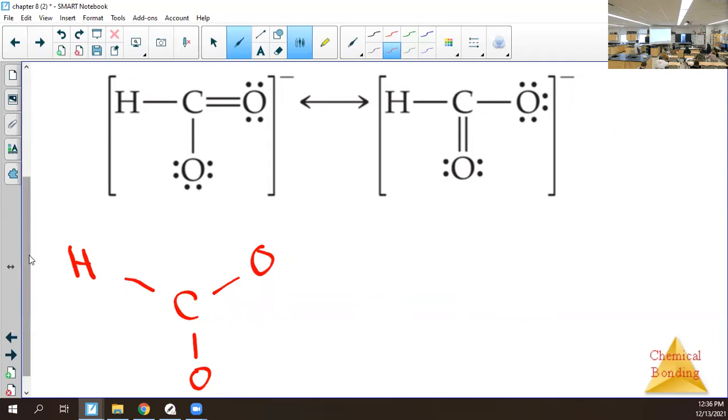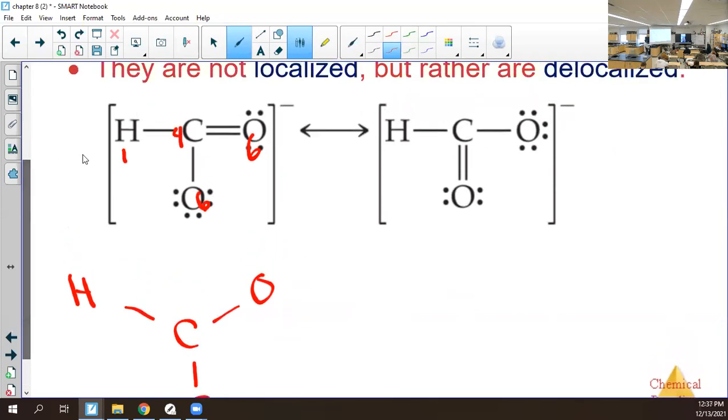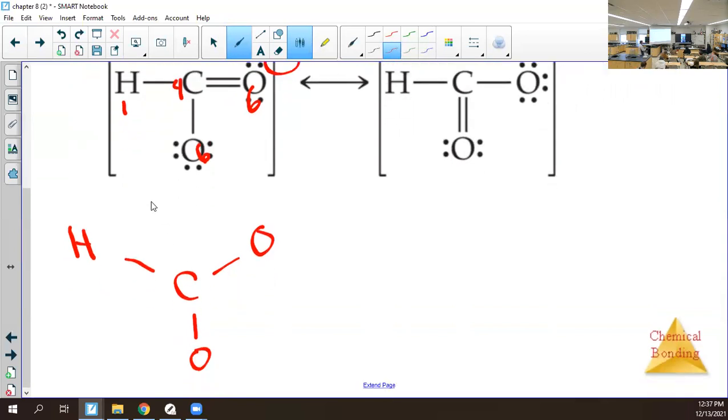Then the next step, I really should have calculated how many valence electrons I had, right? So I have 1, 4, 6, and 6. Those are the valence electrons. So I have how many? 17 plus 1. Remember that little nugget? If it's an ion, you add for each minus and subtract for each plus. So I have 18 valence electrons.